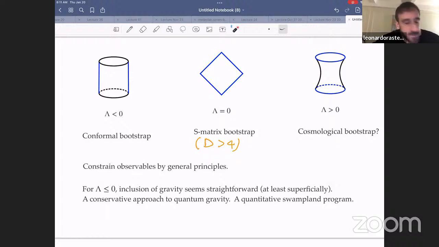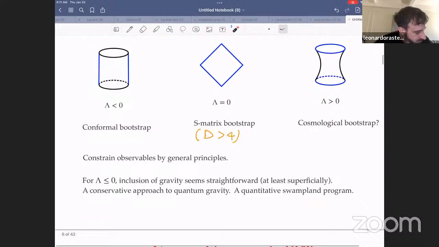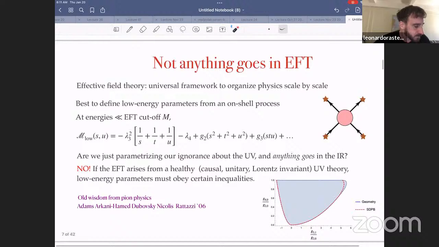And so we can then hope that we can at least try to learn as much as we can from this general conservative approach of just imposing general principles. Okay, so why is this actually useful? You could say, well, general principles are general, so what can you ever hope to learn just by the tools of effective field theory? Isn't effective field theory just a way to parameterize our ignorance about the UV, and so anything goes?